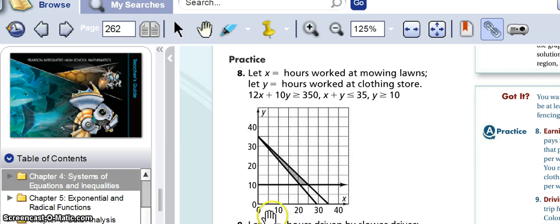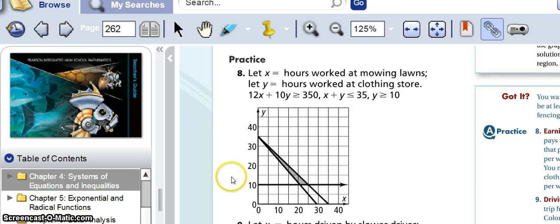So if my x-axis is hours spent mowing and my y-axis is hours spent working at the clothing store, I know that my y is bounded to be 10 or above. So my region above that line is all that counts. Then I know that I need to make $350.